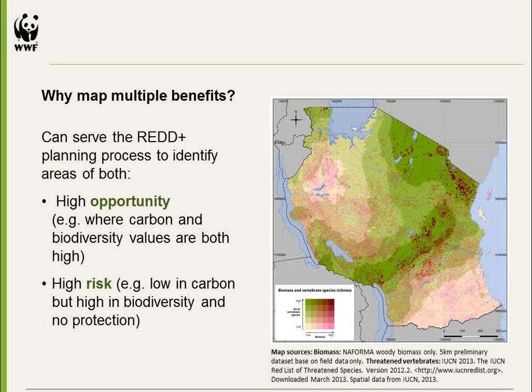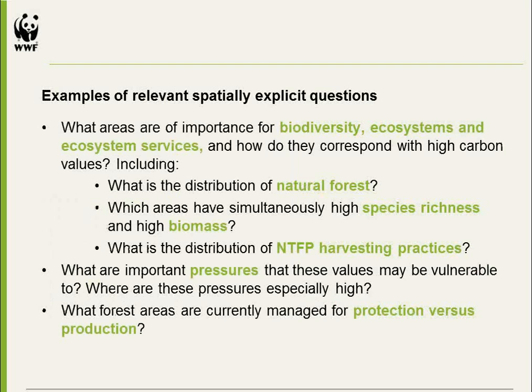In the context of multiple benefits, maps can help identify areas of high opportunity, so where carbon and biodiversity values are both high, as well as areas which may be at high risk. For example, areas which are low in carbon, high in biodiversity, and have no protection. Next slide, please.